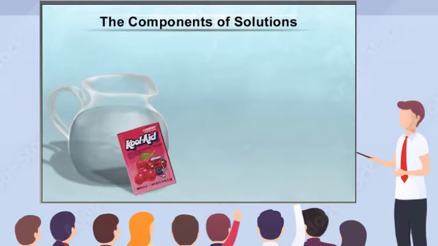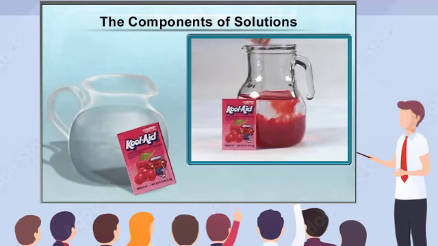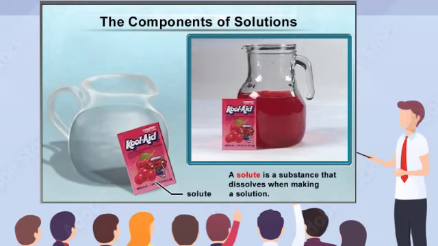For solutions to form, one or more substances must dissolve in a medium, which is often a liquid. Using Kool-Aid as an example of a solution, you see that the Kool-Aid powder dissolves in water when stirred. Since the powder dissolves in water, the powder is called a solute. A solute is any substance that dissolves when making a solution. The medium in which a solute dissolves is called a solvent. Water is the solvent in this example.